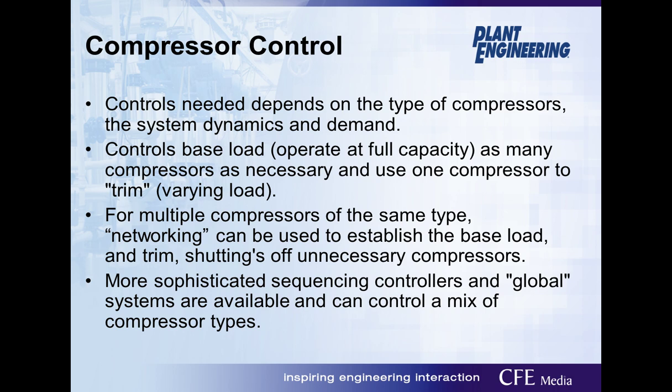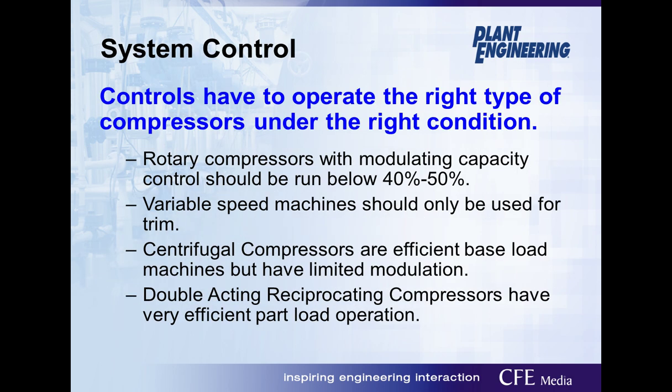We want to understand the system dynamics, the capacity of what it is. You want to run as many of them at full load, base load as you can, and use only one for trimming the variable load. For multiple compressors, you can network them together and then shut off and trim as necessary. And then as you get bigger systems requiring more sophistication, you can start using some of the sequencing controls and what we refer to as global controls, like energy management systems, that can not only manage a mix of different types of compressors, but can also look at other ancillary equipment and how effectively your overall system is running.